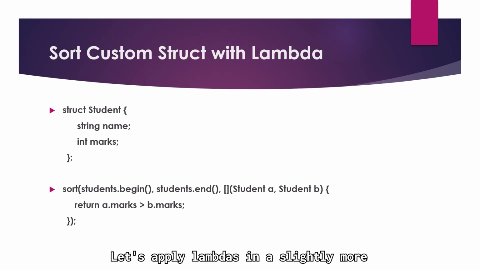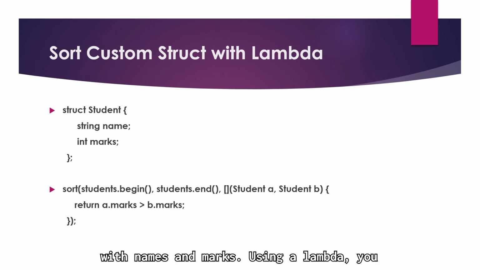Let's apply lambdas in a slightly more advanced example. Sorting a vector of structs. Suppose you have a list of students with names and marks. Using a lambda, you can sort them based on their marks or any other member variable. This shows the true power of lambdas when combined with user-defined types and STL.